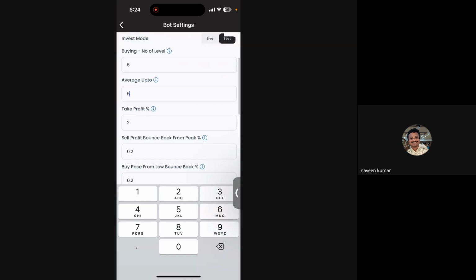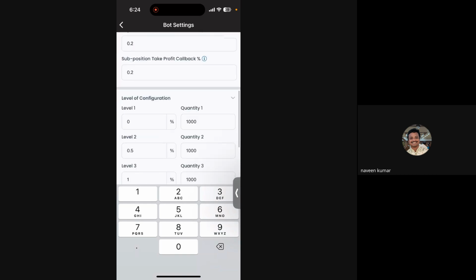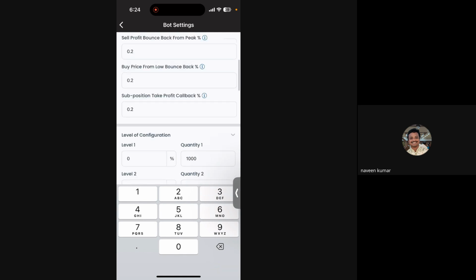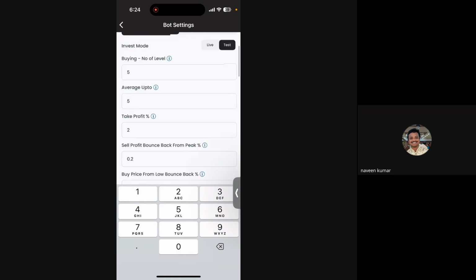See, whenever it is averaging, you can just see here zero level thousand stock, 0.5 thousand, and it will keep an average price. If you keep it here, you can change the average price up to three levels as well. So it will take an average of three levels and book a profit of 2%. And after that, it will not average. It will be taking it as a separate entity, and it will book 2% profit without taking the average price.